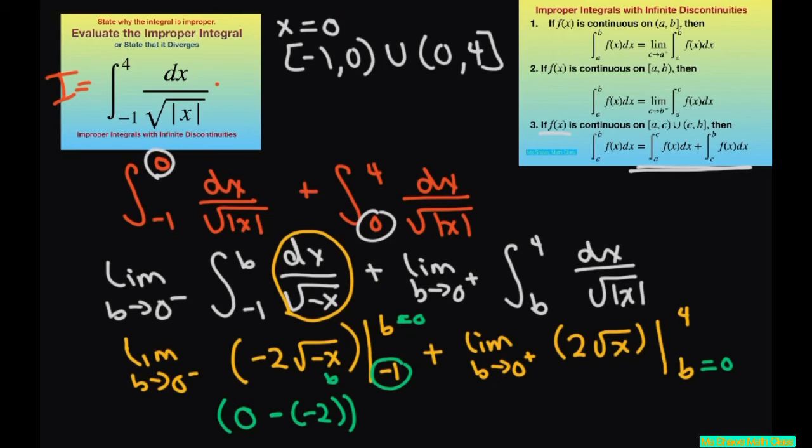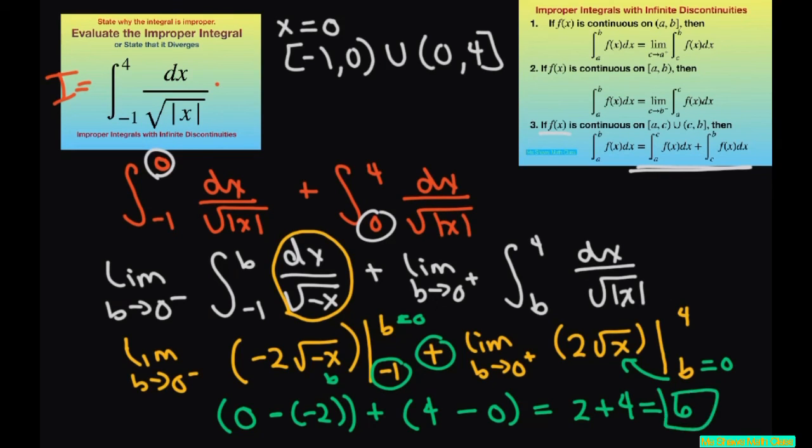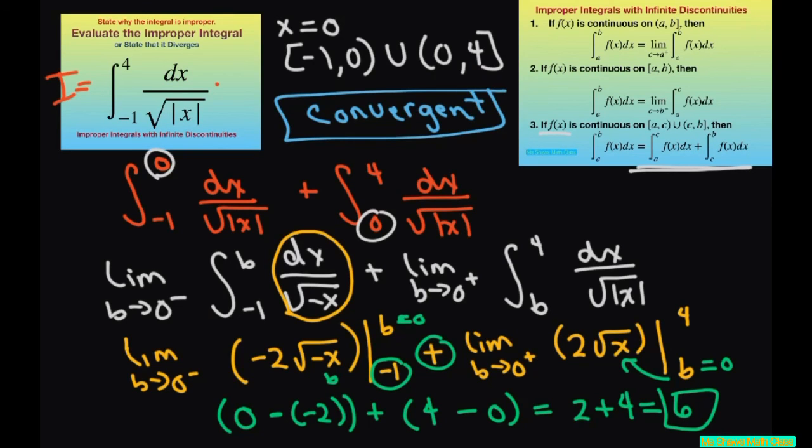And then you're going to have plus, and then substitute in the 4. That's going to give you 4 minus, and then for the b, that's just going to be 0. So we're going to get 2 plus 4 equals 6. And that will be your final answer. Therefore, this is convergent. And 6 is your answer.